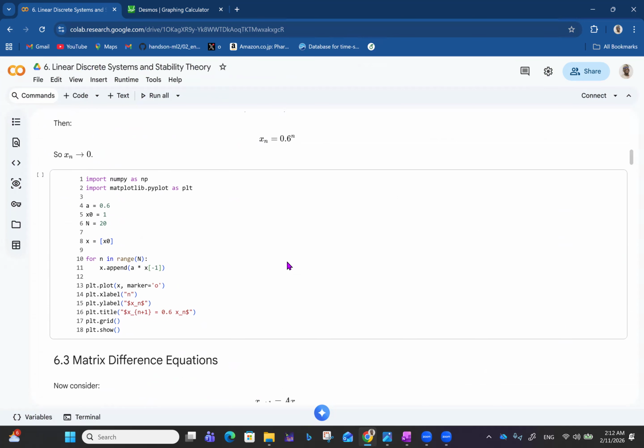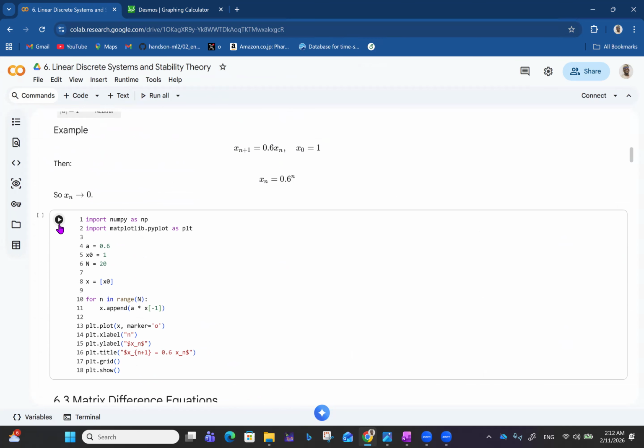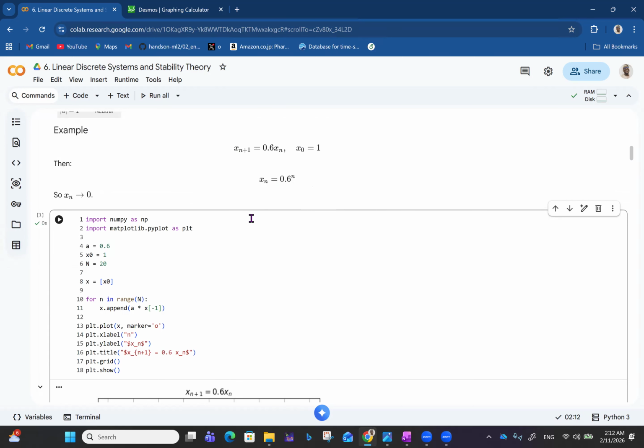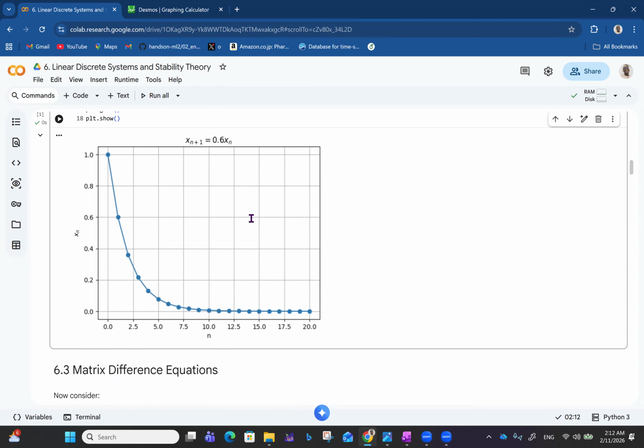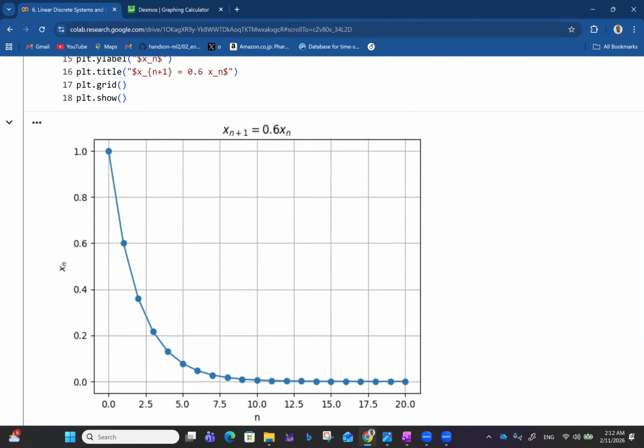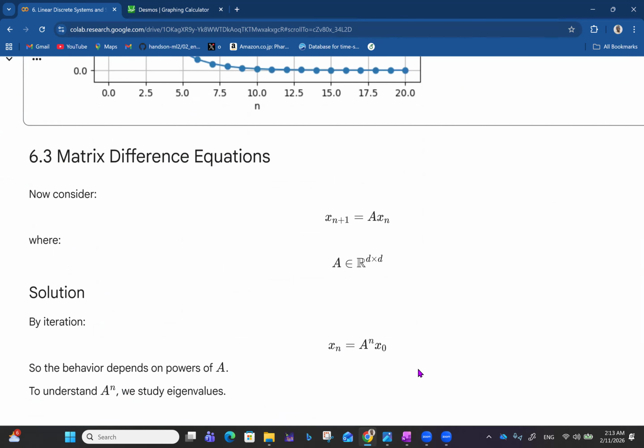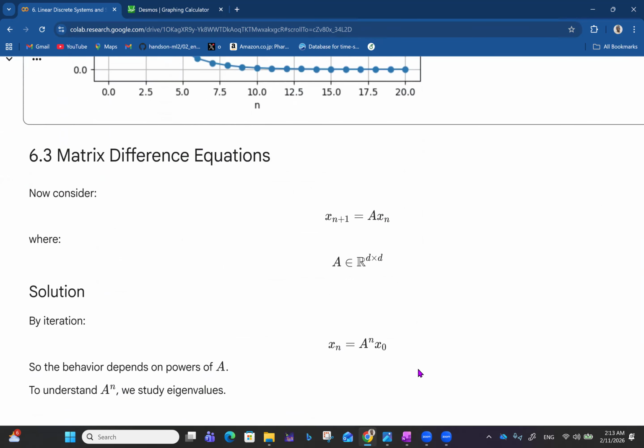Okay, so here now we run this code just to demonstrate that this expression ends up going to zero at the end of the day. So it keeps declining and declining towards zero, because as n is increasing, this is moving towards zero like that. Then we have matrix difference equations.